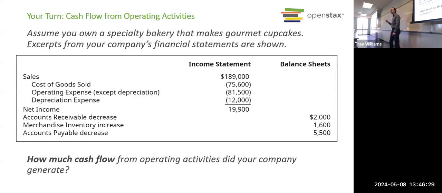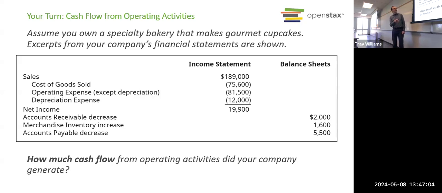Then we would reverse any gains or losses. I don't see any gains or losses here. Then accounts receivable went down, right? Accounts receivable is an asset, current asset that went down. What do we do with cash? Increase or decrease? Current asset goes down, cash increases, correct.